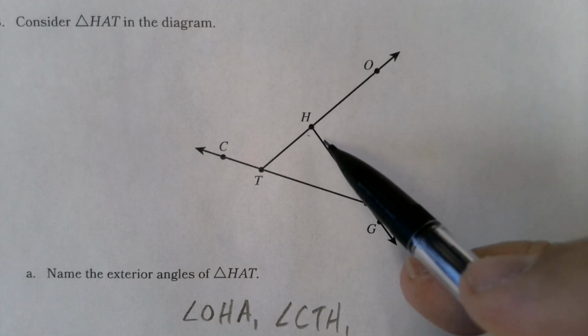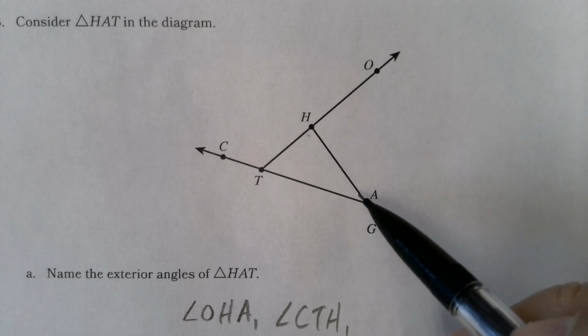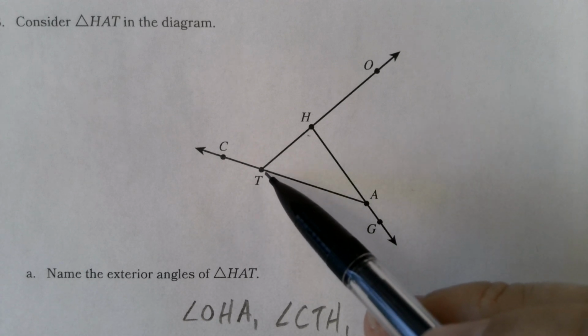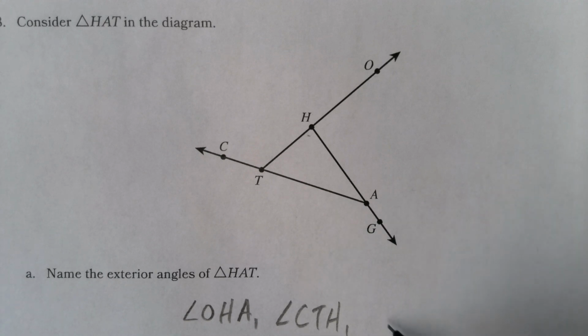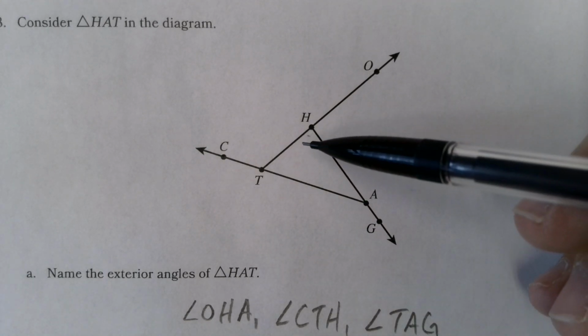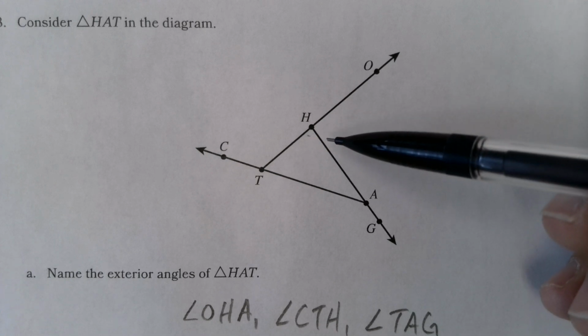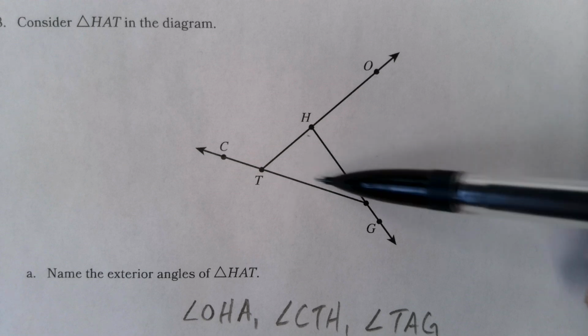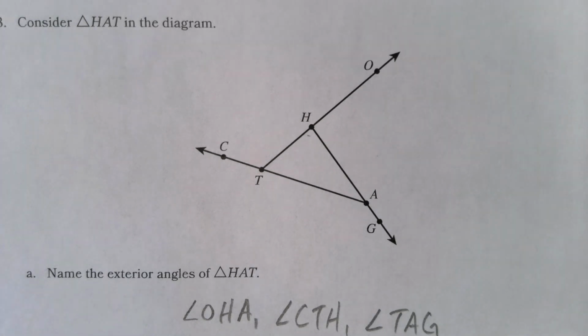And this angle right here, angle HAT, we have another line extending out past, which would give us angle TAG. Those are your exterior angles. The exterior angles are the ones outside of the triangle, because exterior means outside, interior is inside. Okay. And we're going to use this information to answer part B on the next page.